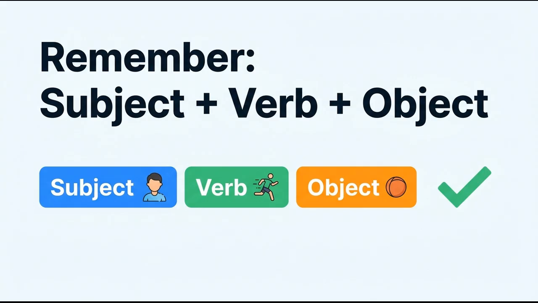Let's remember today's lesson. Every sentence has subject, verb, object. Subject is who. Verb is the action. Object is what. Try this rule every day, it will help you speak easily.